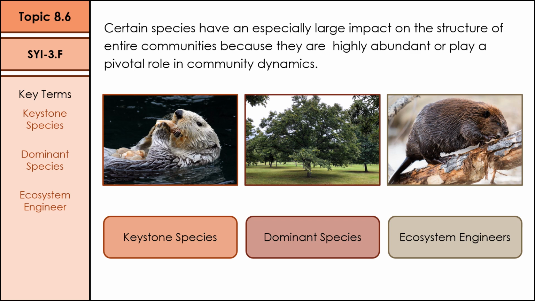But keystone species play a large role in the functioning of our ecosystem as a whole. They usually are going to be towards the top to middle of our food chains and food webs, and they really have a lot of hands in a lot of different systems. And the loss of these species can be particularly detrimental to different environments. If we compare keystone species to our dominant species or ecosystem engineers, these play less of a role.